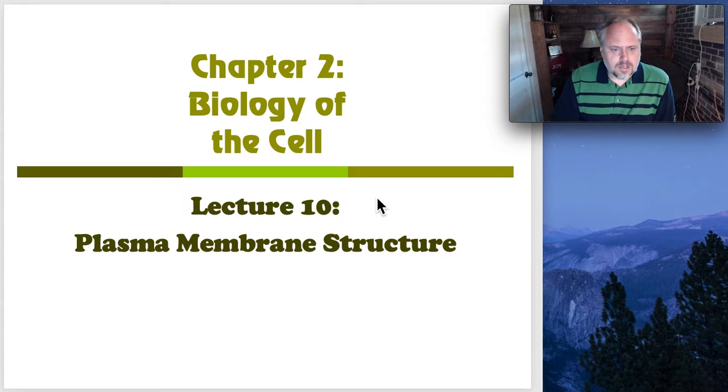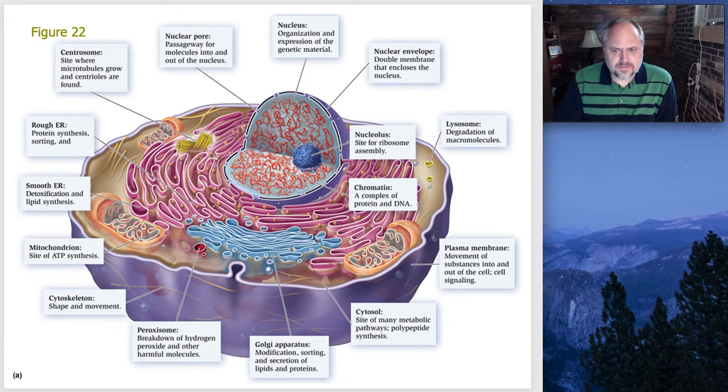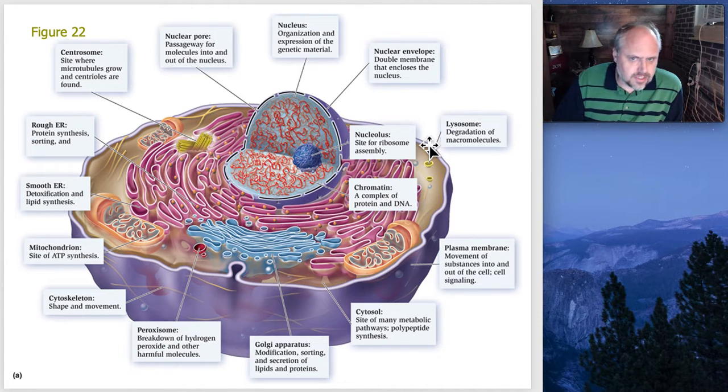Alright, so here we are on lecture 10, and I'm going to go through the plasma membrane structure in this one. So remember that plasma membrane is going to bounce backward here to this figure. So plasma membrane is referring to this outer membrane that basically defines the outer boundary of the cell.